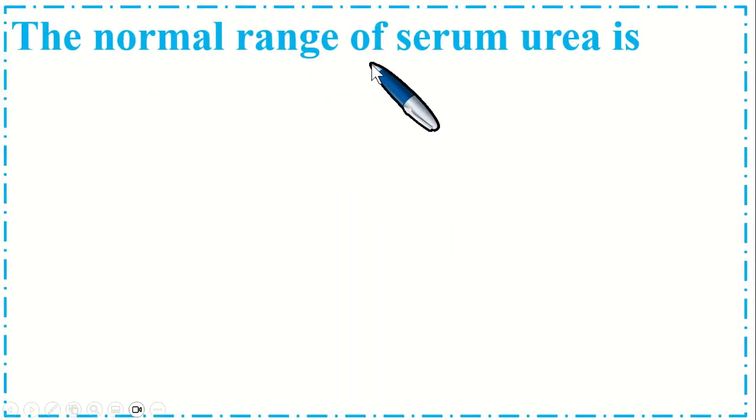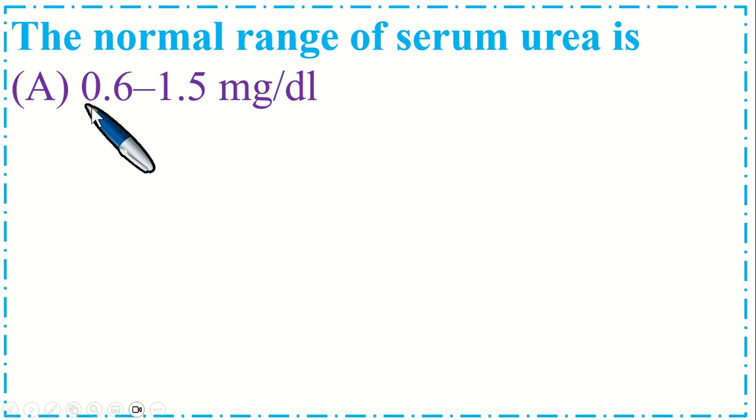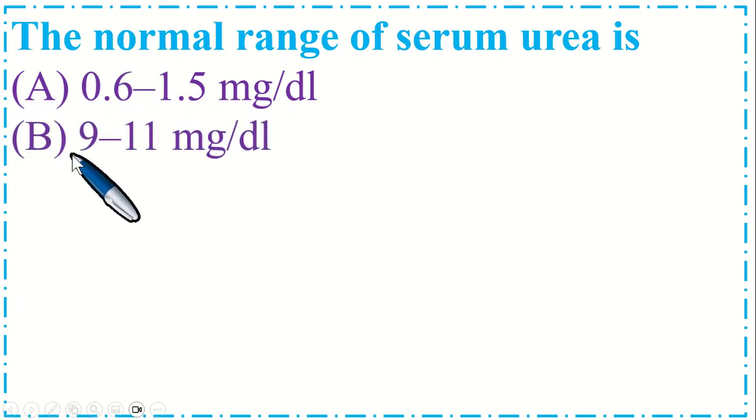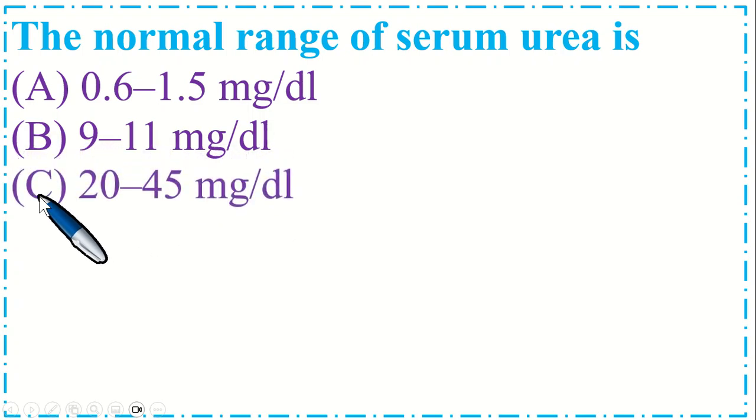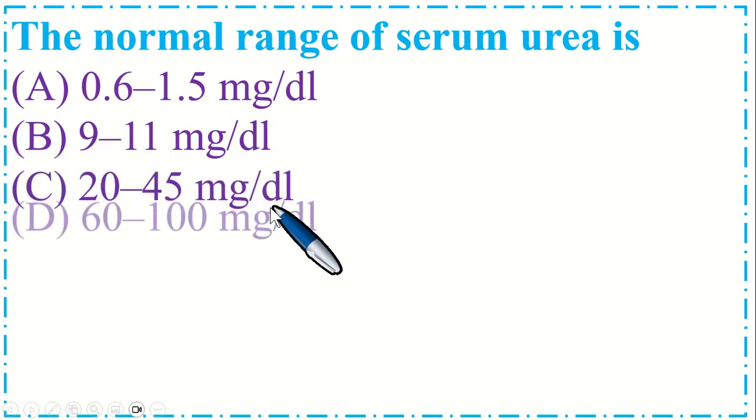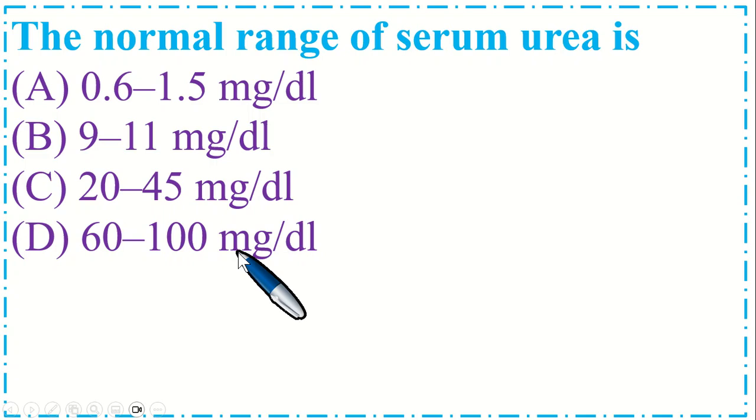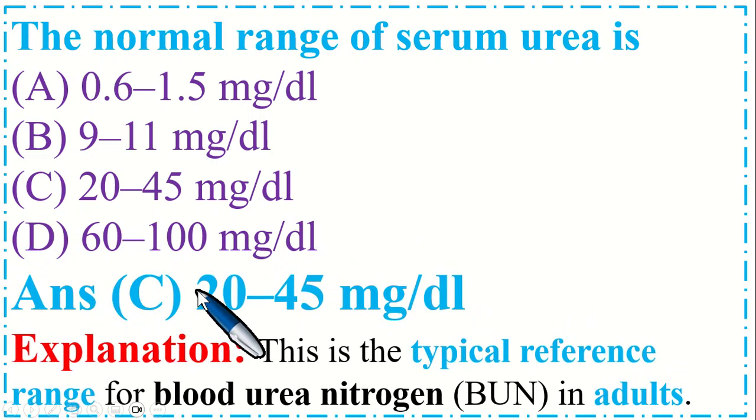The normal range of serum urea is option A 0.6 to 1.5 mg per deciliter, B 9 to 11 mg per deciliter, C 20 to 45 mg per deciliter and option D 60 to 100 mg per deciliter. So the correct option is C, 20 to 45 mg per deciliter. Explanation: this is the typical reference range for blood urea nitrogen, which is BUN, in adults.